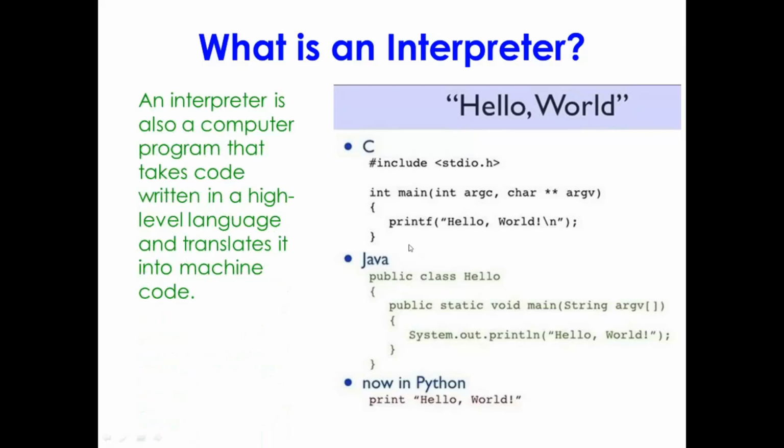But interpreter is doing the same thing with a little difference. Interpreter is also a computer program like compiler that takes the code written in high-level language and translates it into machine code. The only difference is it will translate it instruction by instruction or line by line. So interpreter, like compiler, also translates a high-level language into machine code, but the difference is it translates it line by line or instruction by instruction.